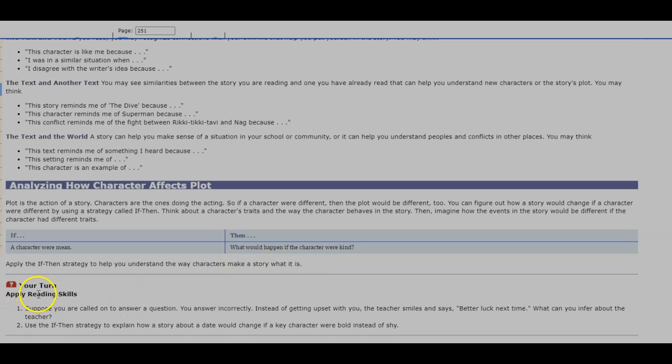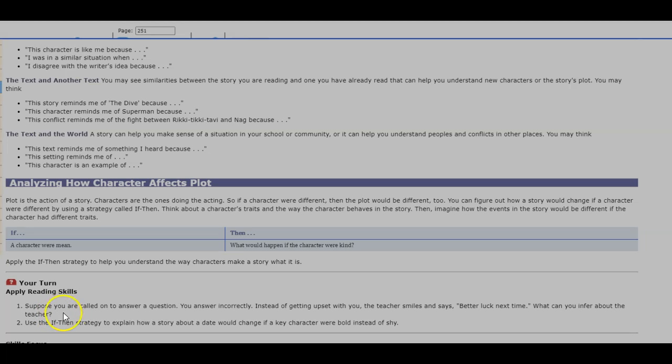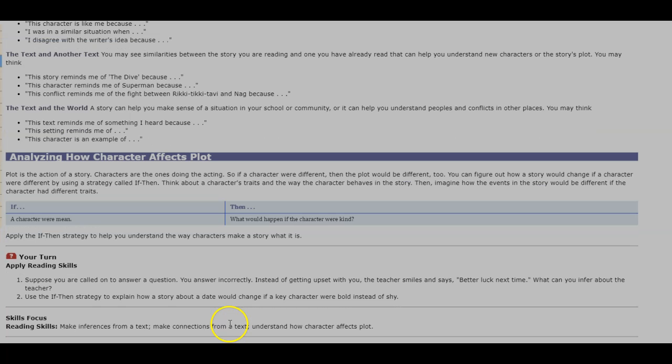Your turn. Apply reading skills. One: Suppose you are called on to answer a question. You answer incorrectly. Instead of getting upset with you, the teacher smiles and says, "Better luck next time." What can you infer about the teacher? Two: Use the if-then strategy to explain how a story about a date would change if a key character were bold instead of shy.